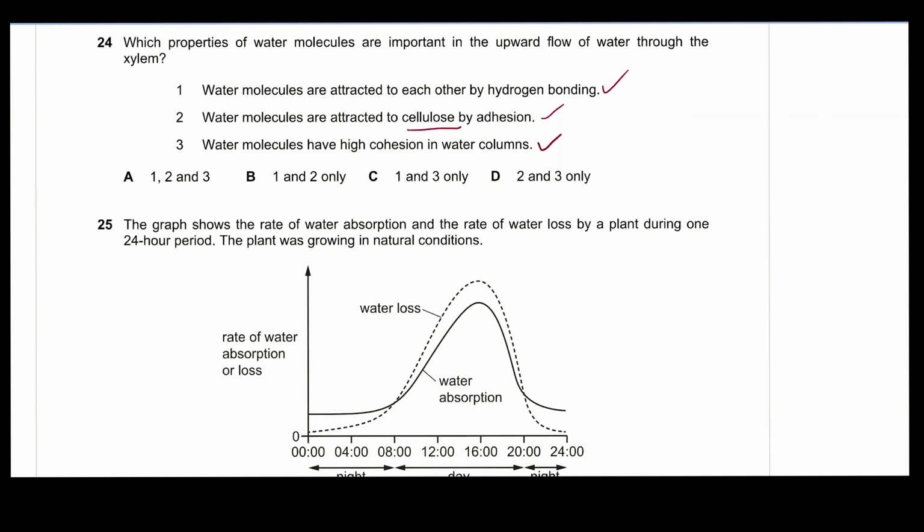The reason for this is that water is a polar molecule. Polar means there is a partial negative charge on the oxygen and partial positive charges on the hydrogens. Therefore, they are able to form hydrogen bonds with each other and with polar molecules. Therefore, the answer is going to be A.